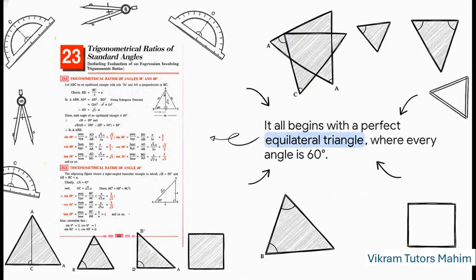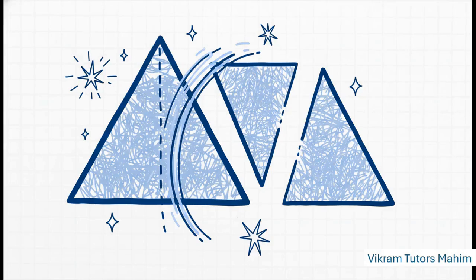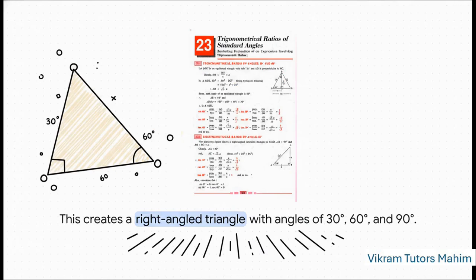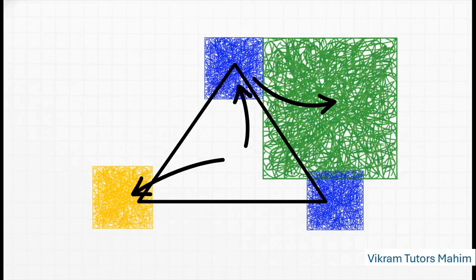It all begins with this perfect shape, an equilateral triangle. Every single angle here is 60 degrees. And now, for a little magic trick, we're going to slice it right down the middle. And boom, this gives us a right-angled triangle with both the 30 and 60-degree angles we need. Because it's a right-angled triangle, we can use Pythagoras' theorem to figure out all the sides.